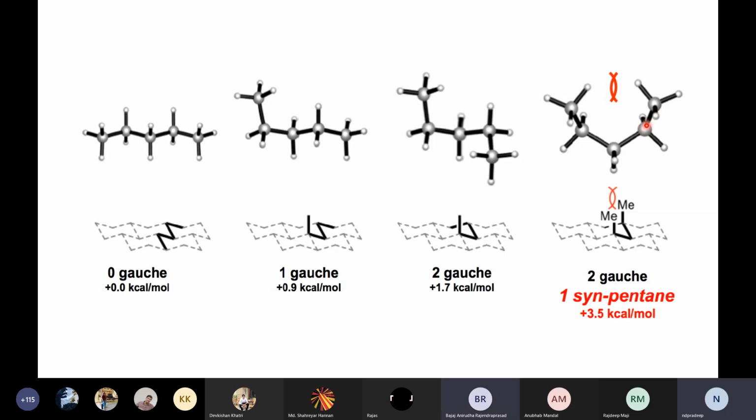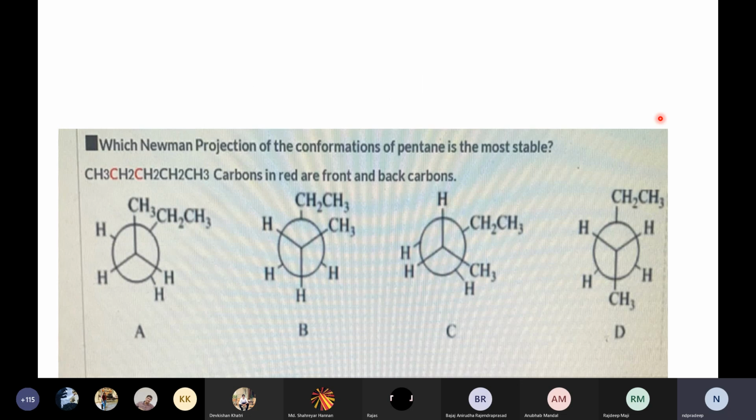Because 2 Gauche, 1 methyl is in this direction. So one for this and one for this, right? 2 Gauche you got. But when I calculate the value, I didn't get 1.7. Instead of that, we were getting 3.5 kilocalories. So I will go back to the Fischer-Newman projection. So see, this has no Gauche, okay? So I removed it from that. This I can say I have 1 Gauche, okay? And this should have only 2 Gauche, right?